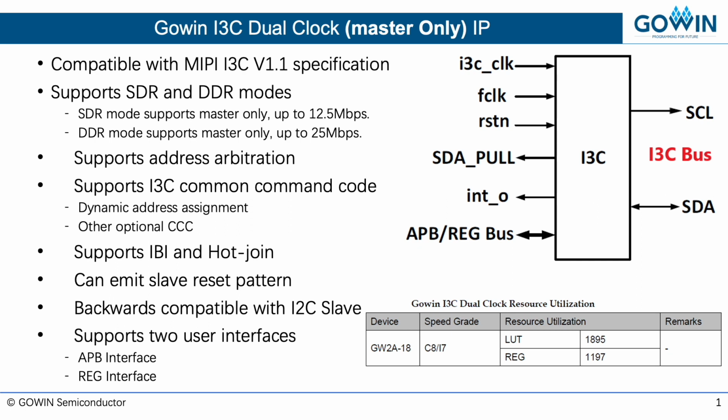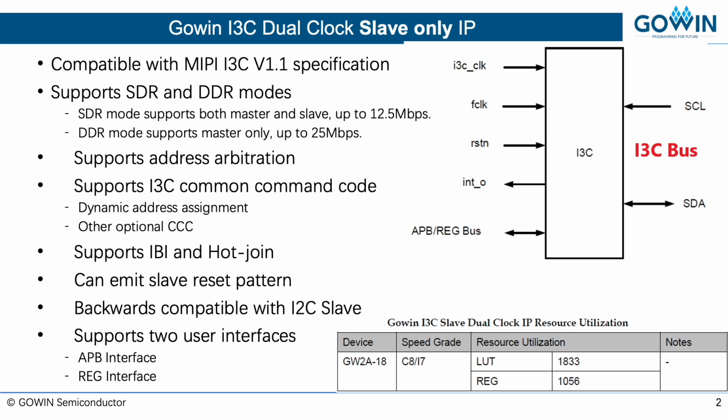In this IP, SCL depends on the frequency of I3C_CLK pin. When I3C CLK is 100 megahertz, the SCL can go up to 12.5 megahertz. The LUT utilization for this IP is about 1.9K and the register usage is about 1.1K, which is slightly less compared to the single clock version of this IP.